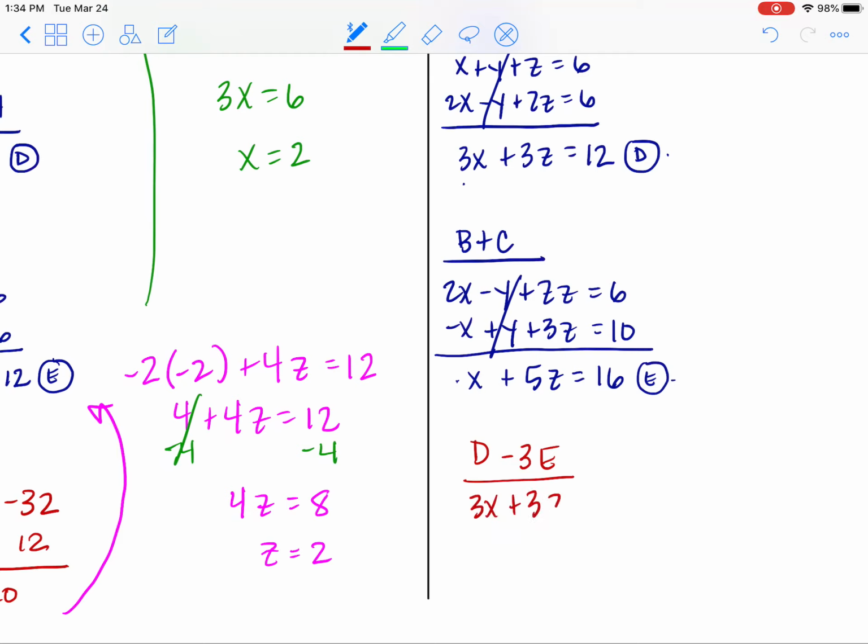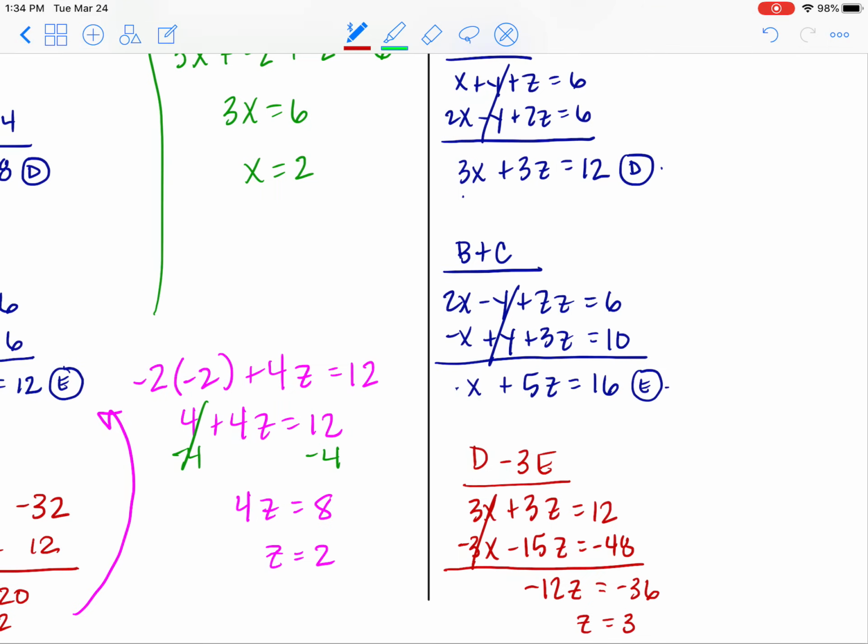So D was 3x plus 3z equals 12. If I multiply E by a -3, then I get a -3x, -15z, and a negative, what am I multiplying by again? 3. This would be 48 over here. Putting these together, x's cancel, +3 and -15 gives me -12 in front of z, and then -48 +12 gives me a -36, and then dividing both sides here by -12, I get z equals +3. So that's the first part of my answer.